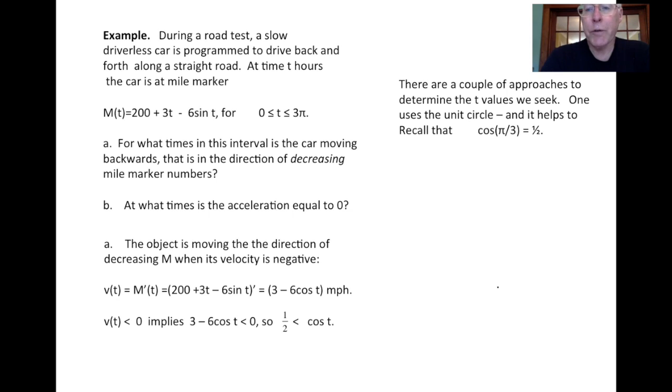We'll first of all use the unit circle to solve this problem. And I'll add here, it helps to recall that cosine pi over 3 equals 1/2. You really have to know the values of the trig functions of the standard angles, pi over 6, pi over 4, pi over 3, 0, pi over 2, and then all those manifestations in the other quadrants.